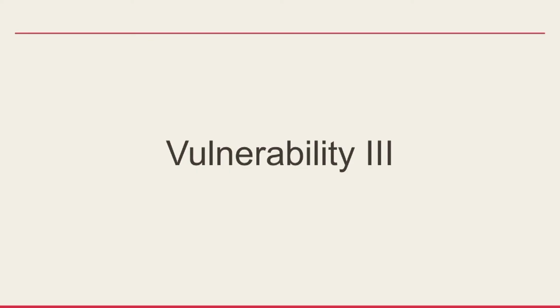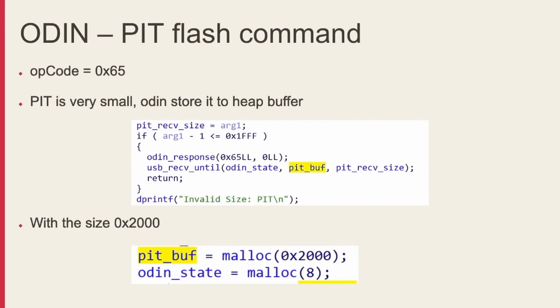The patch gave me an idea. And 3 hours later, I figured out another exploit. So, let's discuss the third vulnerability. This time, we can exploit the Galaxy S10. Odin has another operation command, can flush the partition information table. The table is small, thus Odin only allocates a heap buffer to store it instead of using the big buffer in front of code segment.